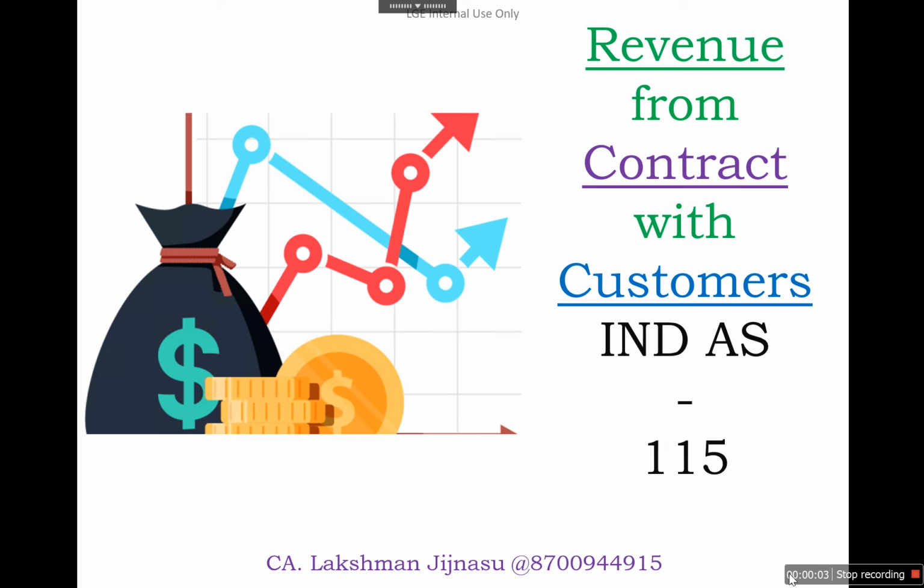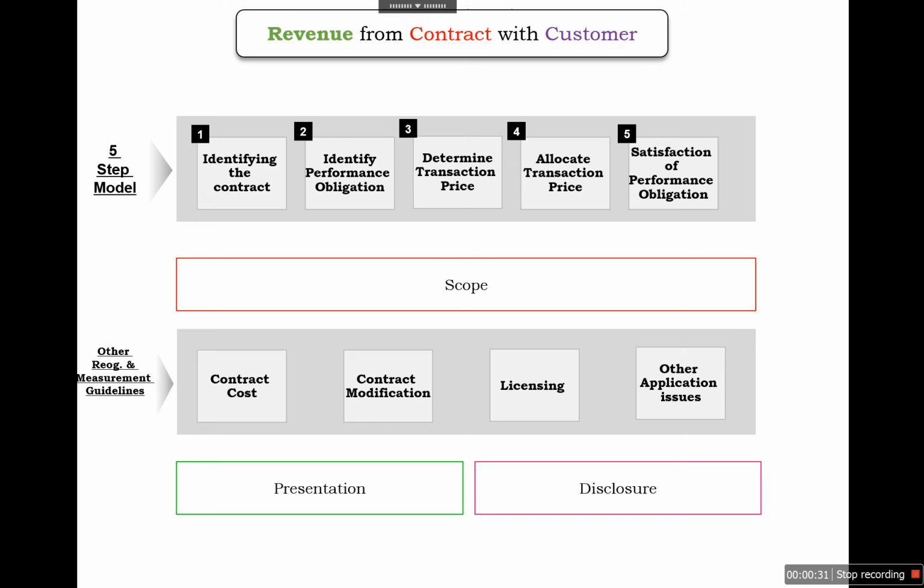Namaste. In this video, we'll discuss Ind AS 115, which talks about the revenue from contract with the customers. The revenue that is generated from the contract with the customer is covered by Ind AS 115. There are some exclusions where specific Ind AS are issued for the revenue generation, just like lease, insurance, and financial instruments. So those are not covered. Ind AS 115 specifically talks about the revenue that is generated from contract with the customers.